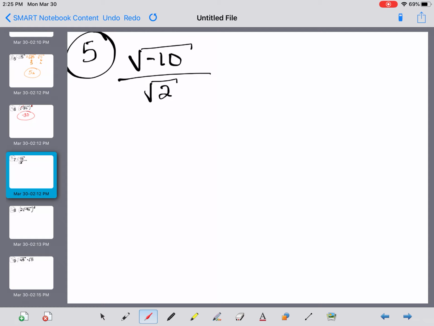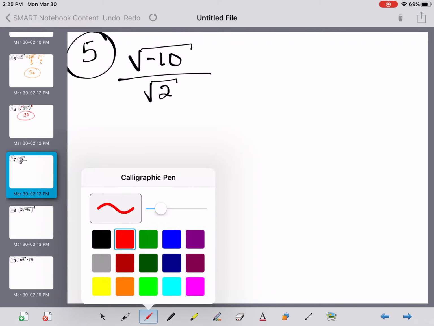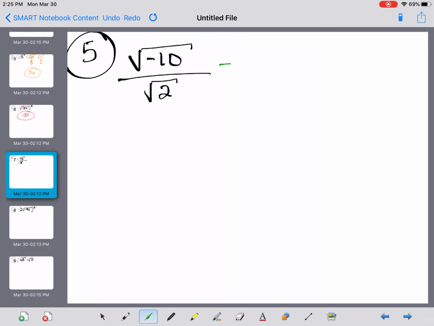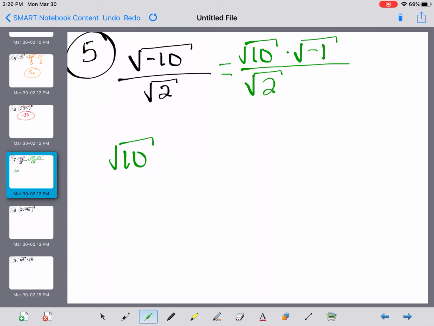All right, problem number 5. This makes us split it up, and then something will cancel is what's going to happen in this problem. Let's take a look. All right, so the square root of negative 10, that's the one that we don't like. That is the square root of 10 times the square root of negative 1 over the square root of 2. Now, we can replace the square root of negative 1 with our i. And we can keep everything else the same, and we're almost there, but we're not quite there.